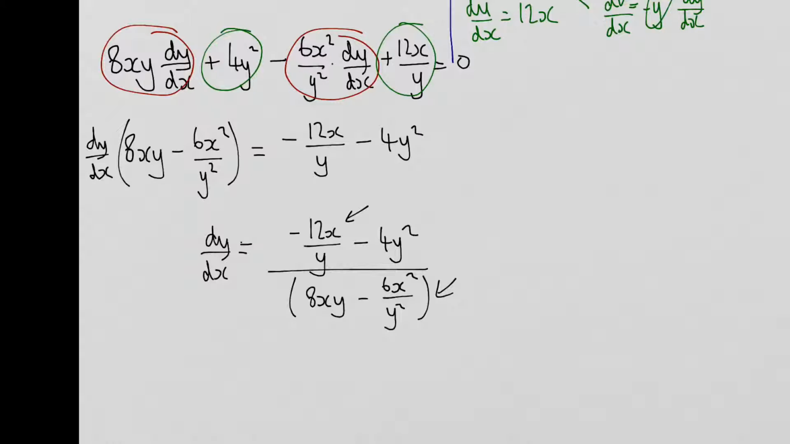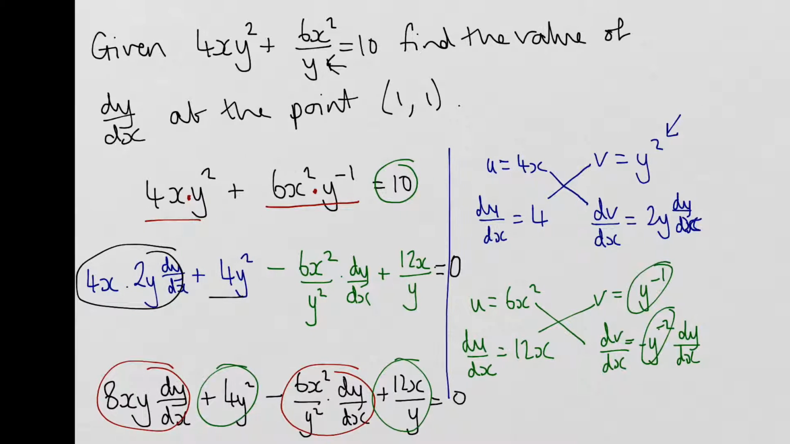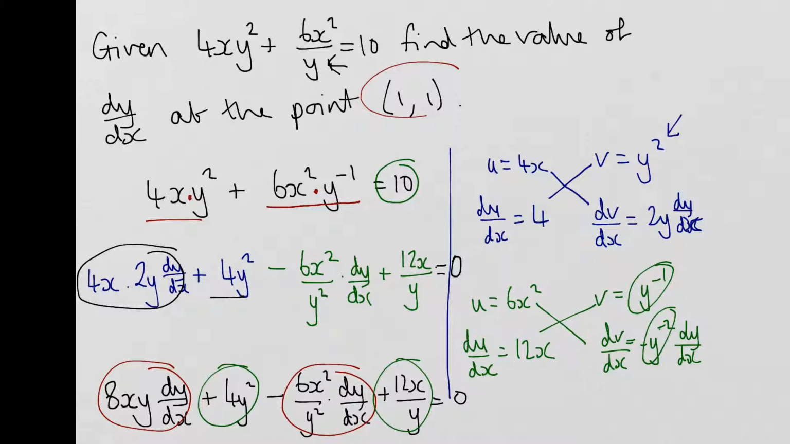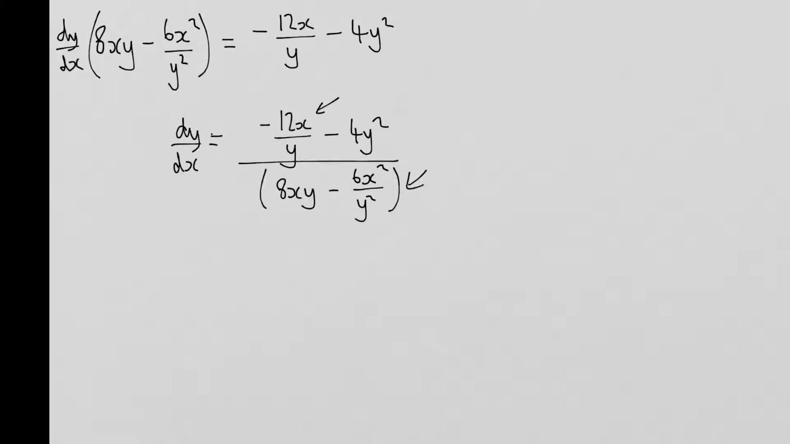However, the saving grace of this question, if we go back to the top, is that we are looking for it at the point 1, 1. So we just need to know, when x is 1 and when y is 1, what is the value of our gradient. So I can go back to this bit now. I don't need to worry too much about tidying up. I can just get the value of the gradient straight away.